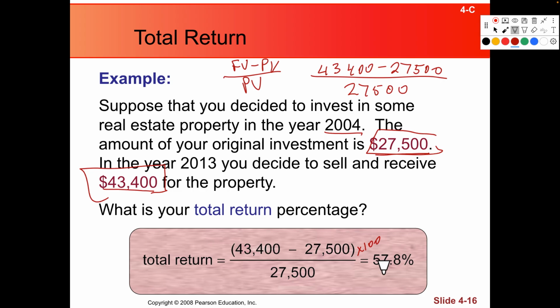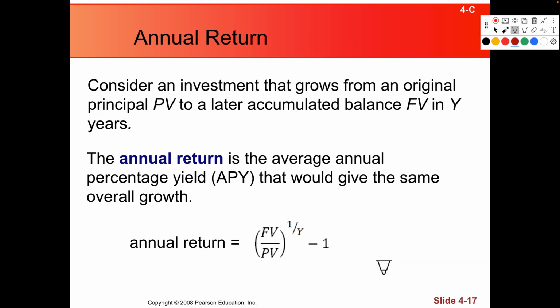So that's one way, but it's really hard to compare investments because if you bought it and sold it sooner, looking at the total return, you can't really compare two different investments with two different time periods. And so that's why there's also something called annual return. And there's some questions in the homework that will ask about the annual return.